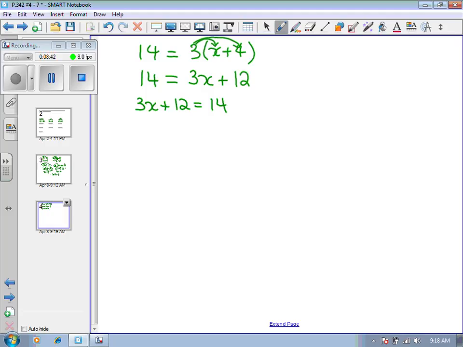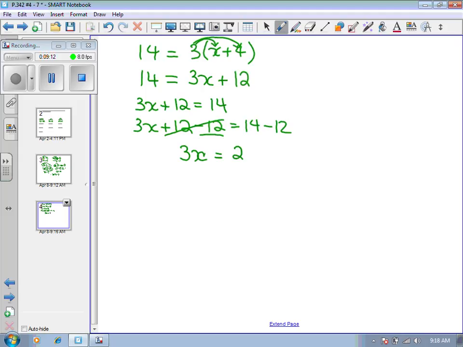So what's my next step then? What do I need to do? Good, thanks. Okay, so I have to get rid of this plus 12. So 3x plus 12. What's the opposite of adding 12? Subtracting 12. Whatever I do to one side, I have to do to the other side. We've got to keep it balanced, like that balance scale we were using before. So these two cancel out, leaving me with 3x is equal to, what is 14 minus 12?